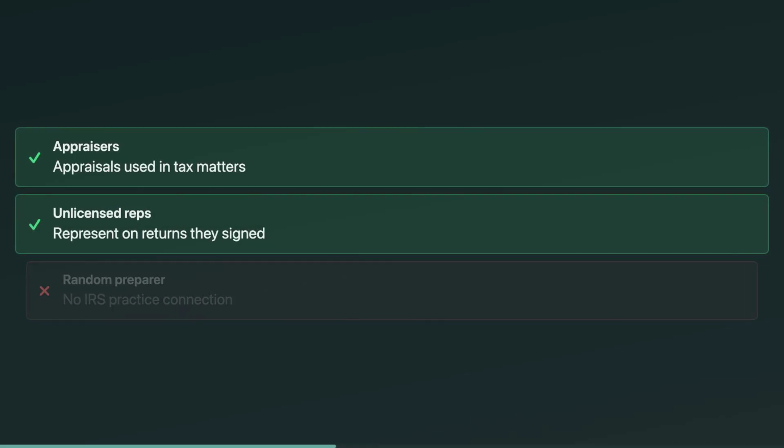Now, the less obvious categories. Appraisers are covered when their appraisal is used in a tax matter, like valuing estate or gift property. Also, some unlicensed individuals can fall under Circular 230 if they represent taxpayers before IRS exam, customer service, or the Taxpayer Advocate Service, but only for returns they prepared and signed. And if a preparer submits a power of attorney for limited representation, that can pull them into OPR territory too.